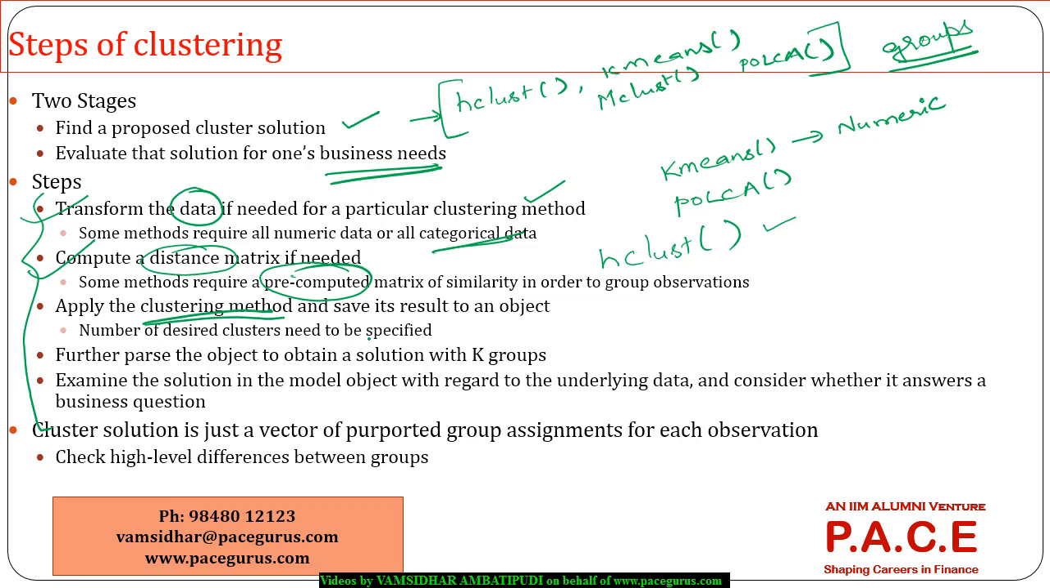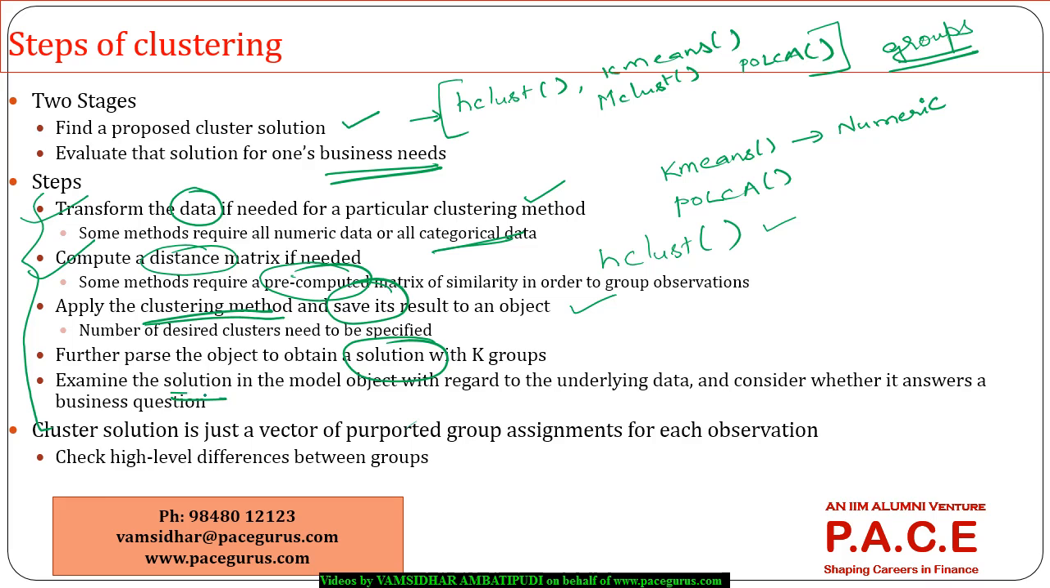Then choose whichever clustering method you want to use, and save the whole clustering solution as a separate object so that you can compare them at a later point. In some cases, you may have to explicitly specify how many clusters you want, 3, 4, or 5, so you rerun the clustering algorithm by changing the number of clusters. Then, if required, further parse the object to obtain a solution with k groups, say 3 groups or 4 groups, and get the complete details regarding that cluster.